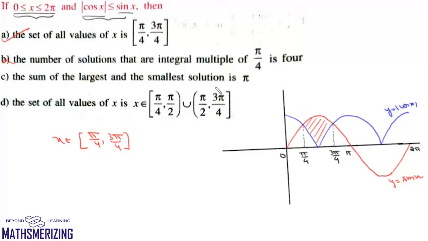Sum of largest and smallest solution is pi. So pi by 4 plus 3 pi by 4 is pi. So that means option C is also correct.